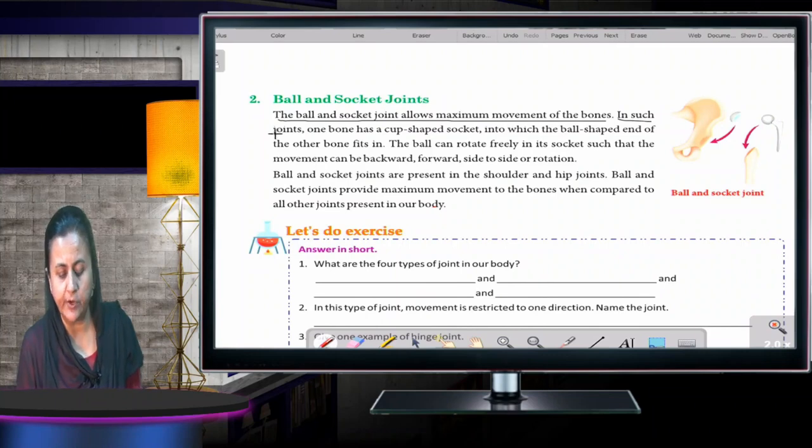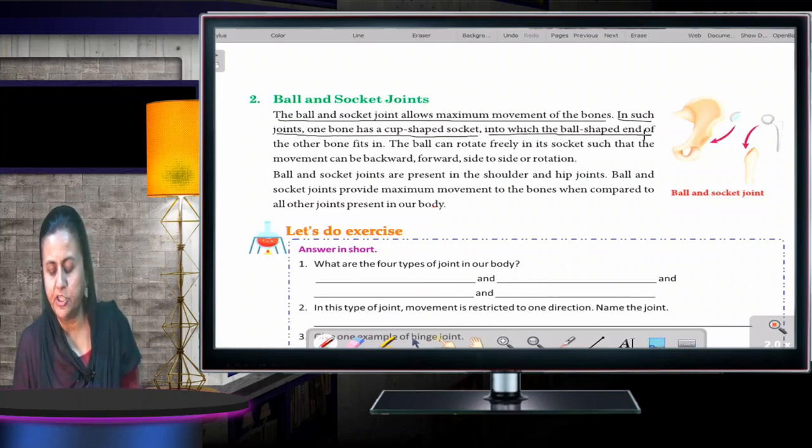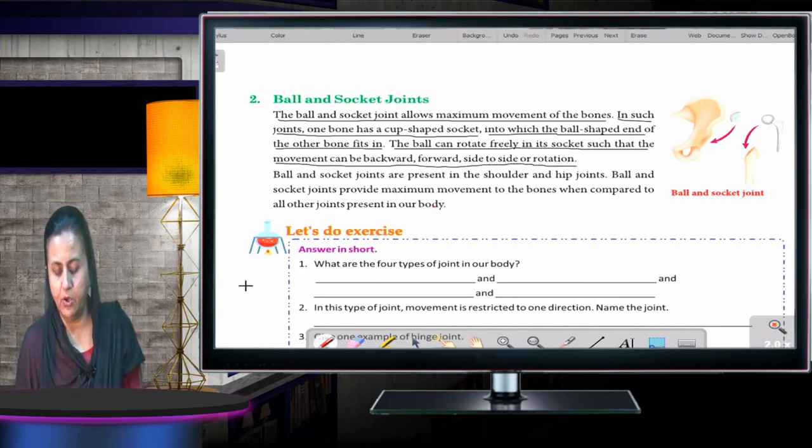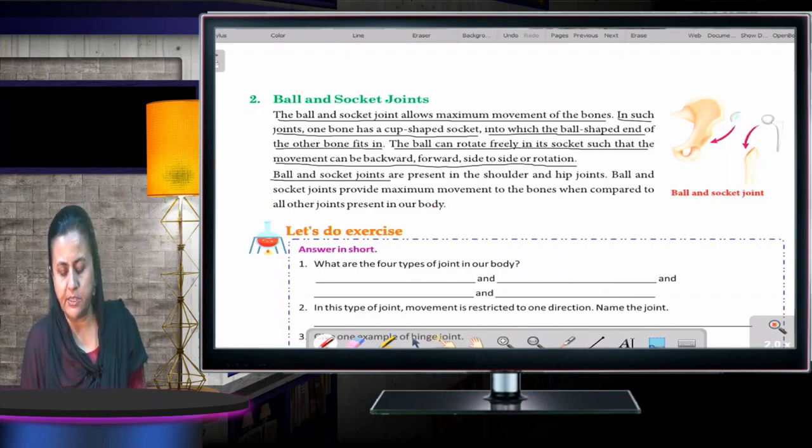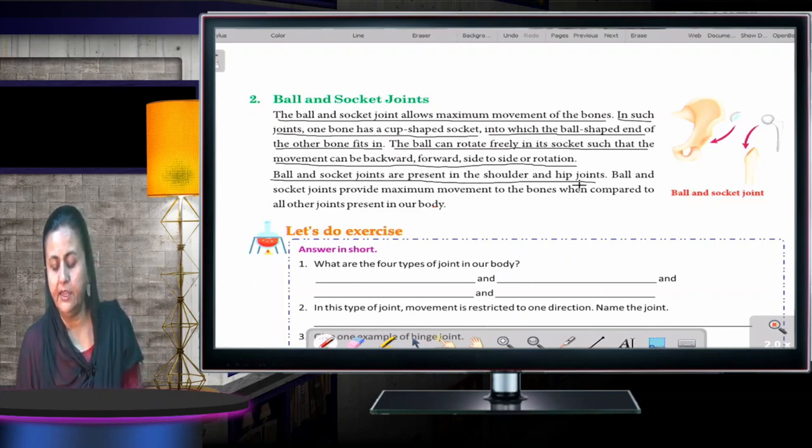In such joints, a bone has a cup shaped socket into which the ball shaped end of the other bone fits in. The ball can rotate freely in its socket such that the movement can be backward, forward, side to side or rotational. Ball and socket joints are present in the shoulder and in the hip joints.